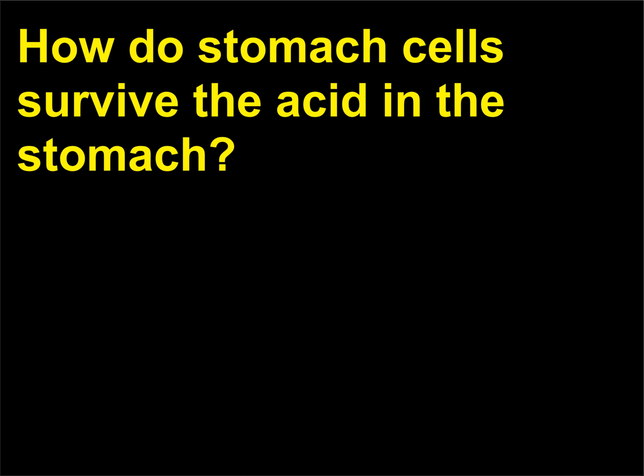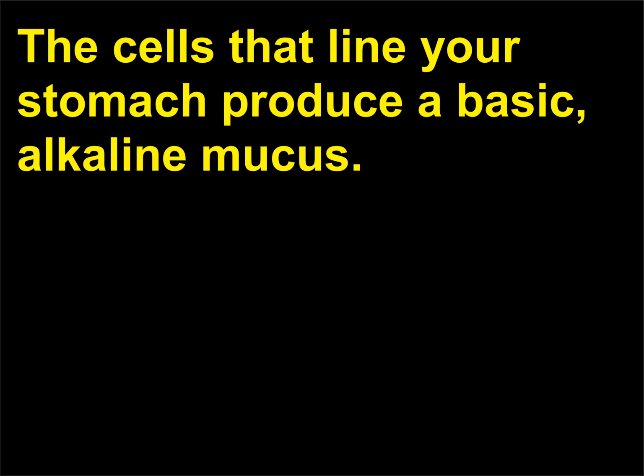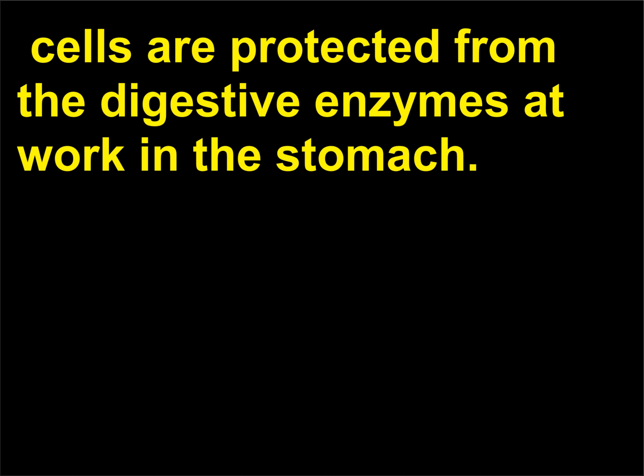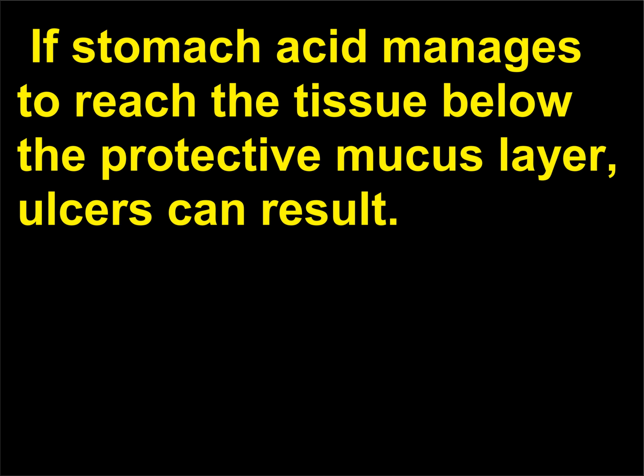How do stomach cells survive the acid in the stomach? The cells that line your stomach produce a basic, alkaline mucus. The mucus has a higher pH that counteracts the acid produced by the stomach, which has a pH of 2.0. Because of this, cells are protected from the digestive enzymes at work in the stomach. If stomach acid manages to reach the tissue below the protective mucus layer, ulcers can result.